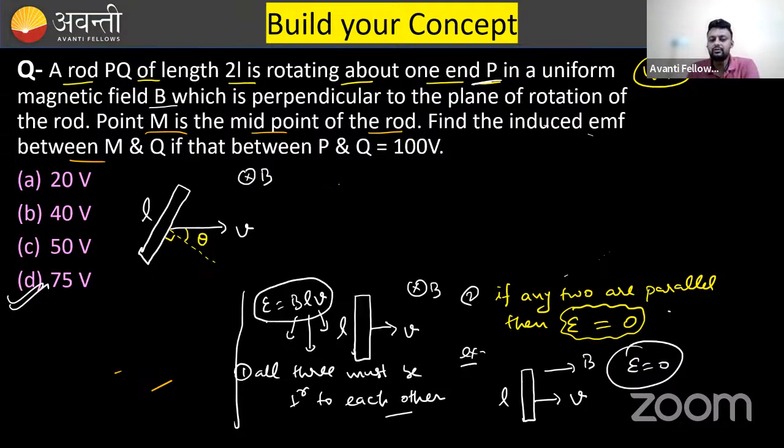Tell me the EMF induced. What will be the EMF induced? I hope the question is clear. Magnetic field is into the plane. Length is L. Velocity is V. And the angle you can see is theta. What will be the EMF induced in the rod? Is the question clear to you? This is the basic concept of motional EMF. You should know actually.